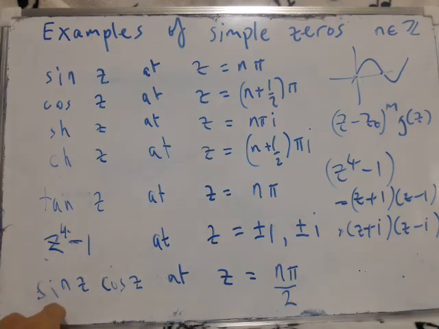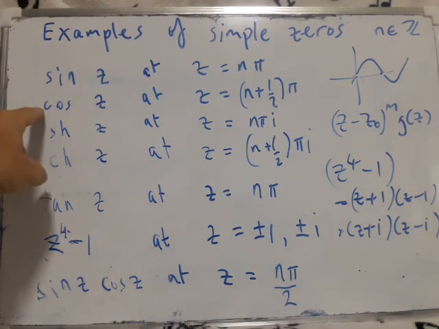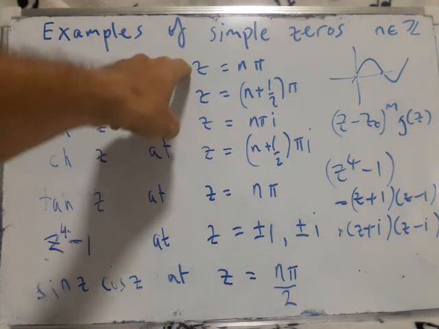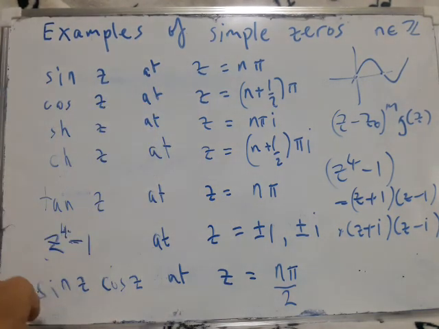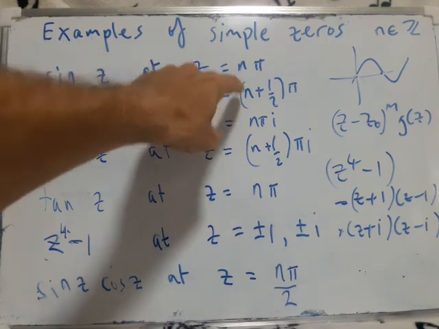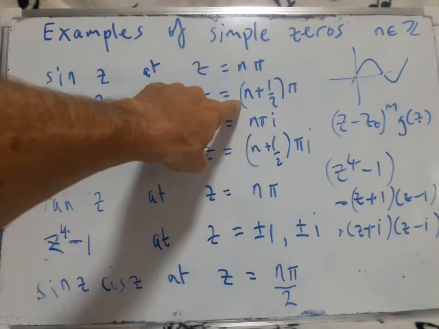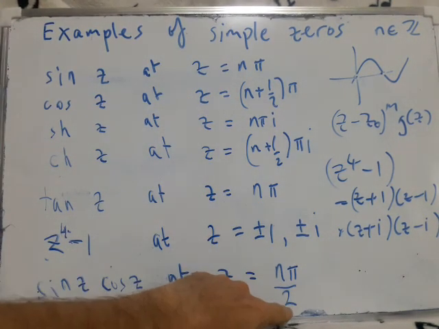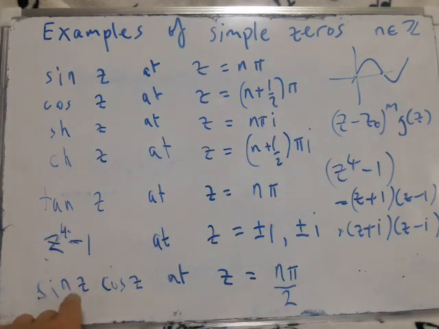And finally, if we multiply two functions which have simple zeros at different places, so sine and cos, all of these simple zeros are at different places, then this function combined will have simple zeros at n pi and at n plus a half pi. So overall that's n pi by 2, which is also obvious if you rewrite sine cos as half sine 2z.